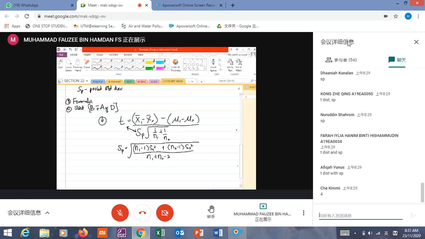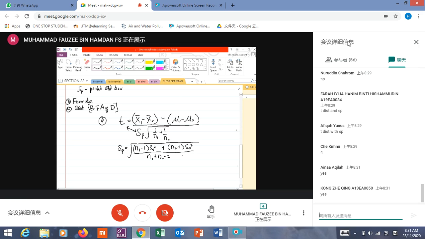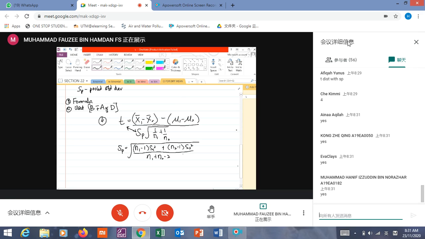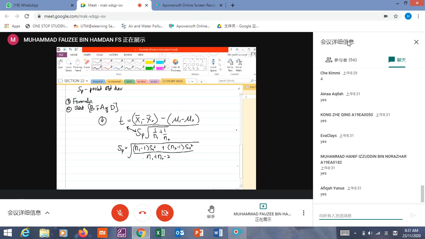Okay, look from your statistical table. Is it correct like this? Check this for me. Okay, so this is the formula, and this is SP.